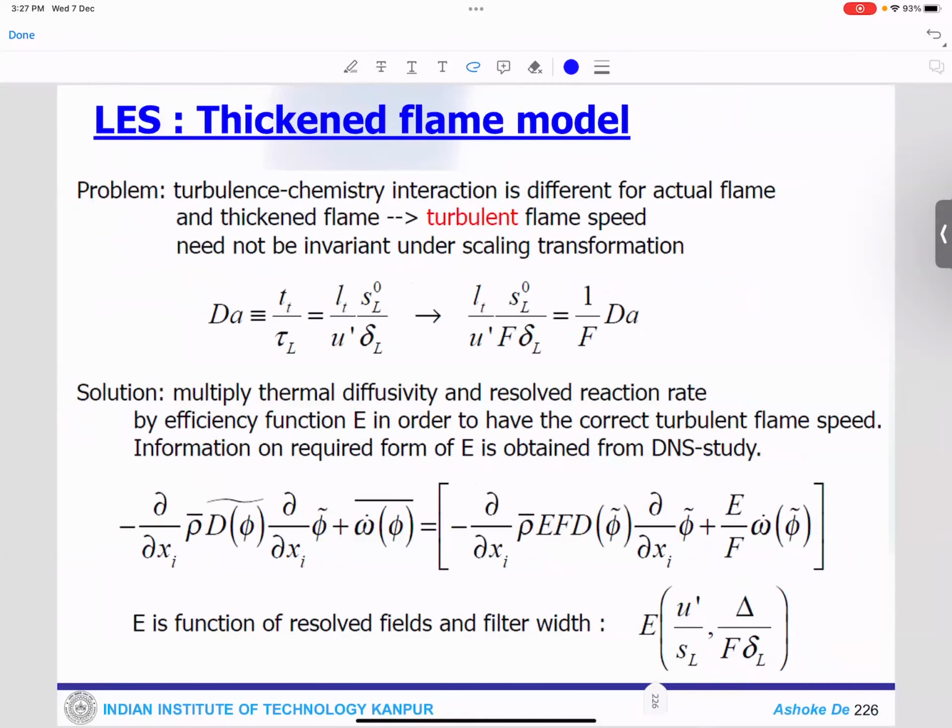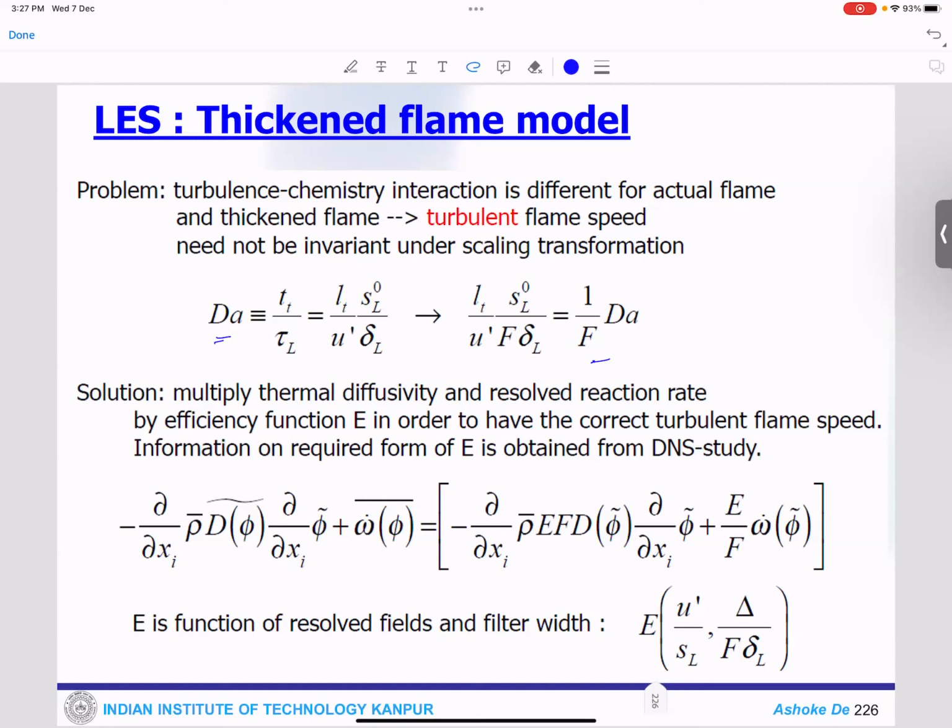But nothing is free of cost. When you do that kind of modification, the Damköhler number is going to change. The Damköhler number is also reduced by a factor A, which means I have actually modified my flame front, or thickened it, by a factor A. So small eddies would not be able to interact with the flame front. That is the kind of physics I'm going to compromise on.